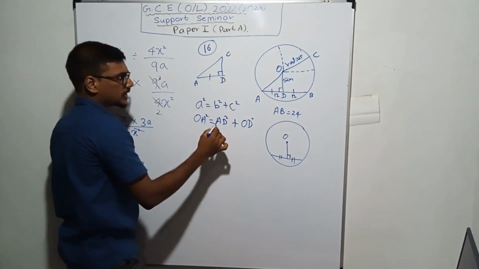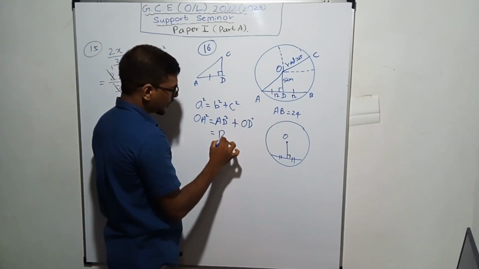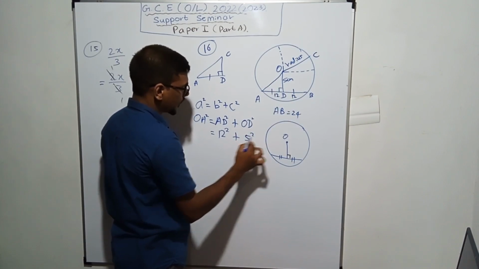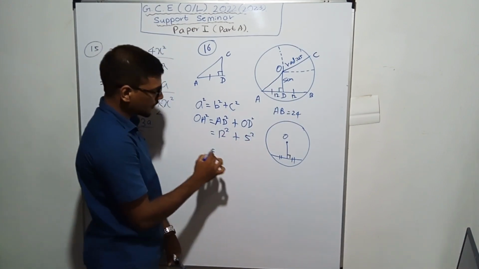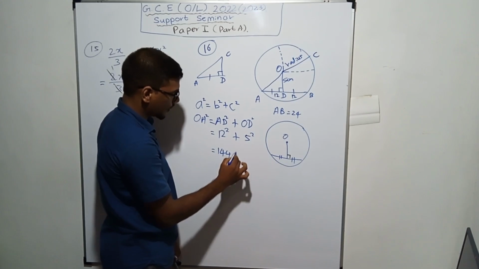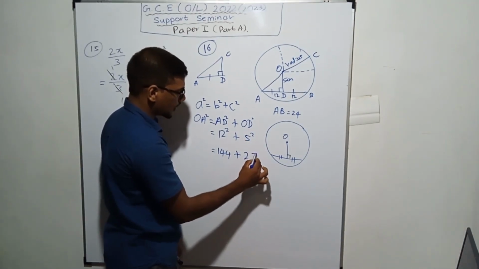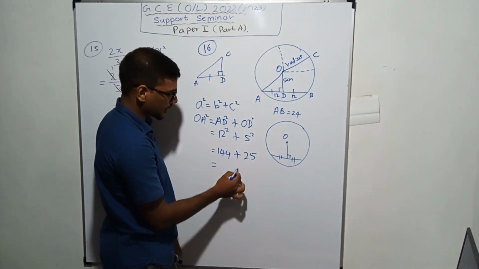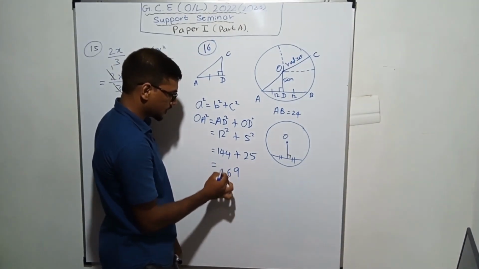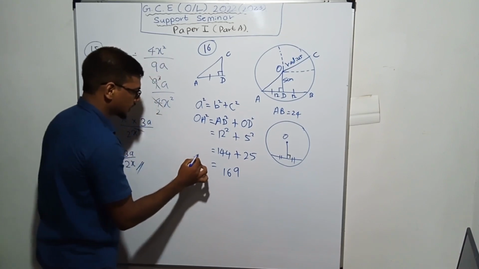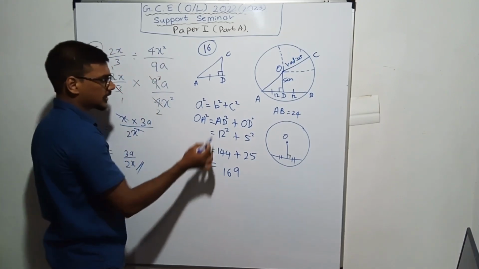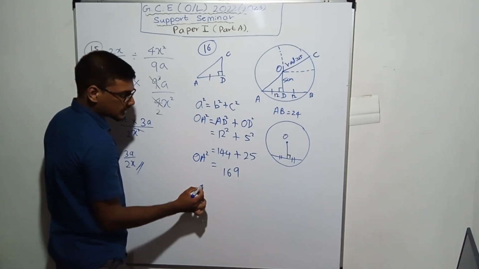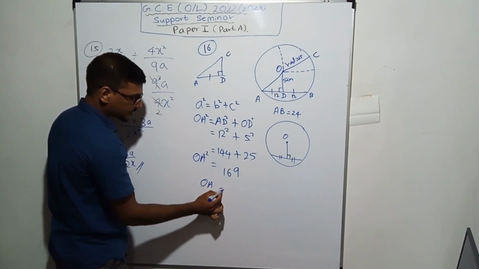So AD squared is what? AD will be 12 squared. OD will be what? OD is 5. 5 squared. 12 squared will be 144, plus 5 squared, which is 25. 144 plus 25: 4 plus 5, 9; 2 plus 4, 6; 1. So 169. When you check, 169 means the square root of what? 13.